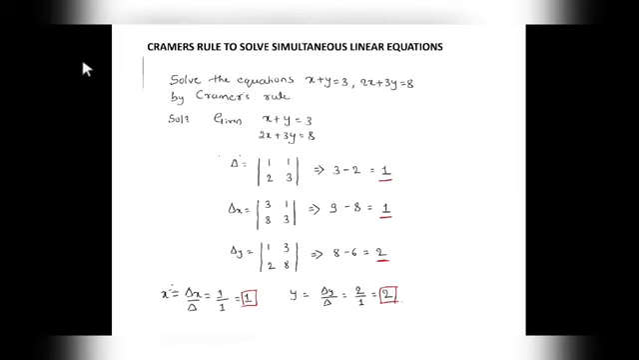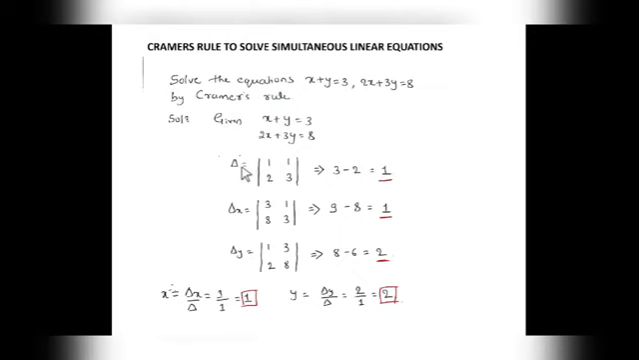Now we'll move on to the next part, that is Cramer's rule to solve simultaneous linear equations. Now we have one example here. Solve the equations x plus y is equal to 3, 2x plus 3y is equal to 8 by Cramer's rule. Now how to solve these two simultaneous linear equations? They are given these two equations.